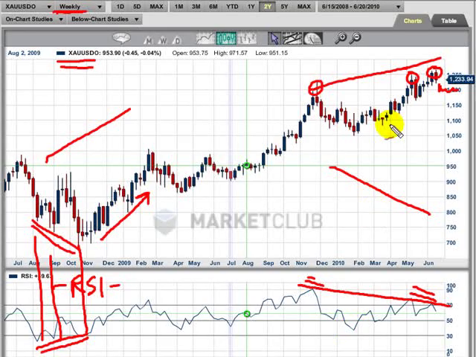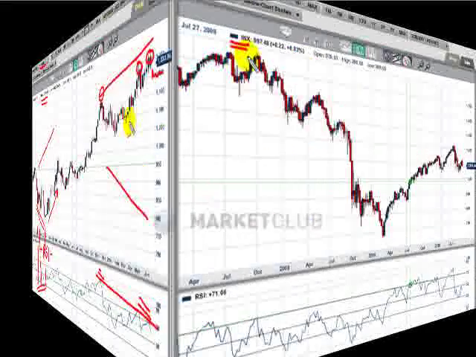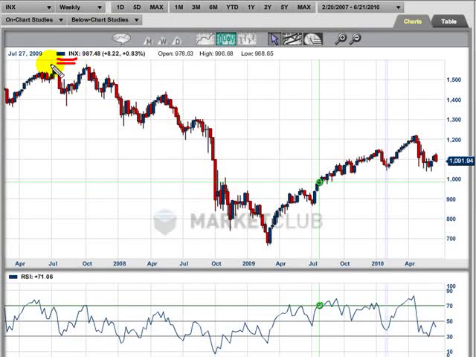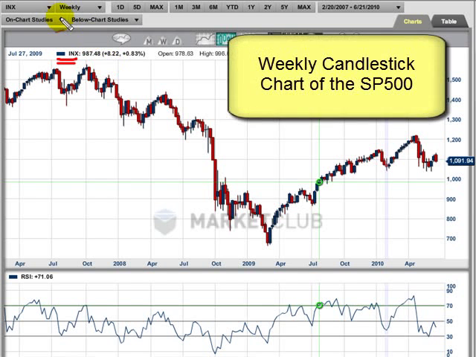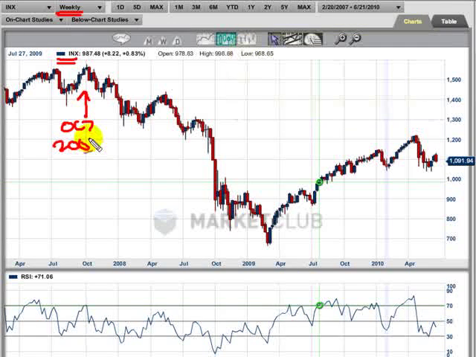So let's take everything off the screen. Okay, we're back and we're looking at the S&P 500 INX on MarketClub, and this is again a weekly chart, so weekly candlestick chart, and this is going back to the October period right here, and this is October 2007. That's where the market made its high.